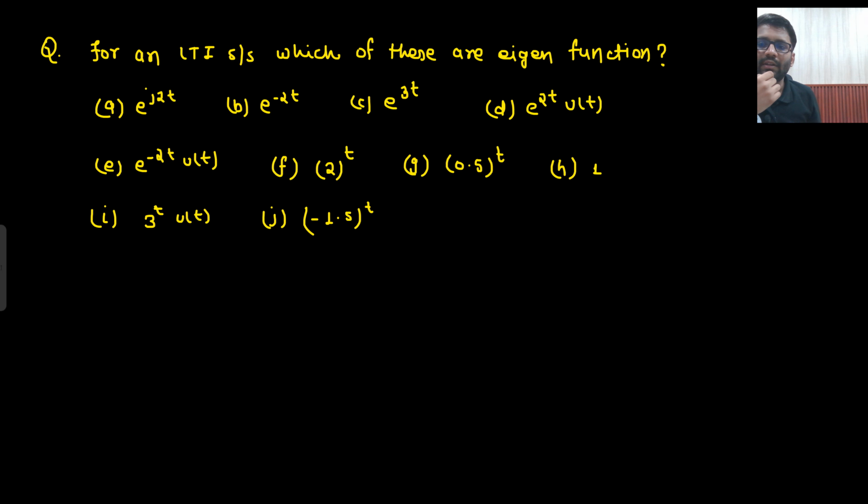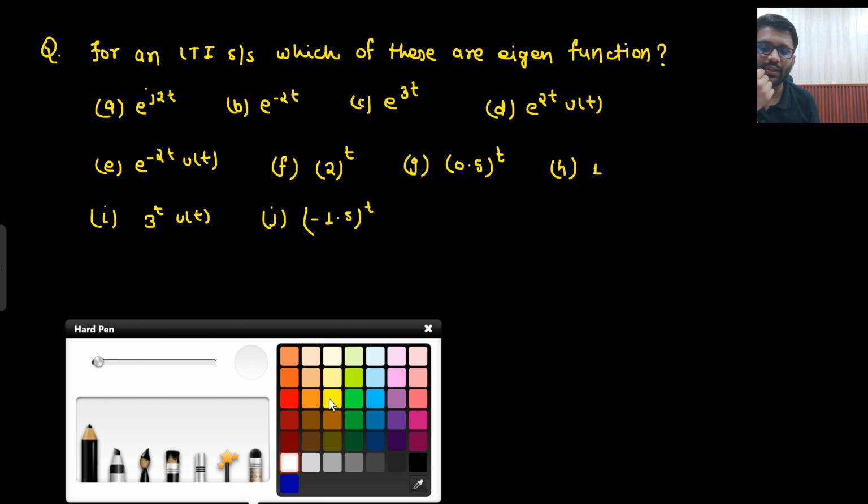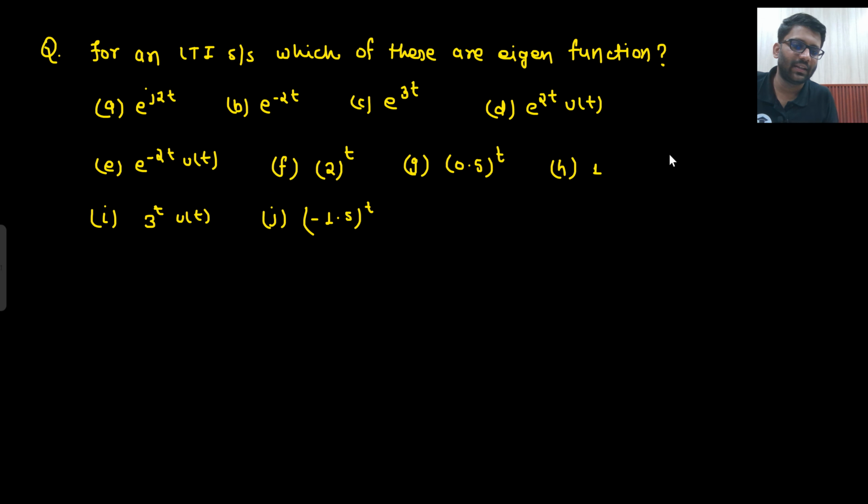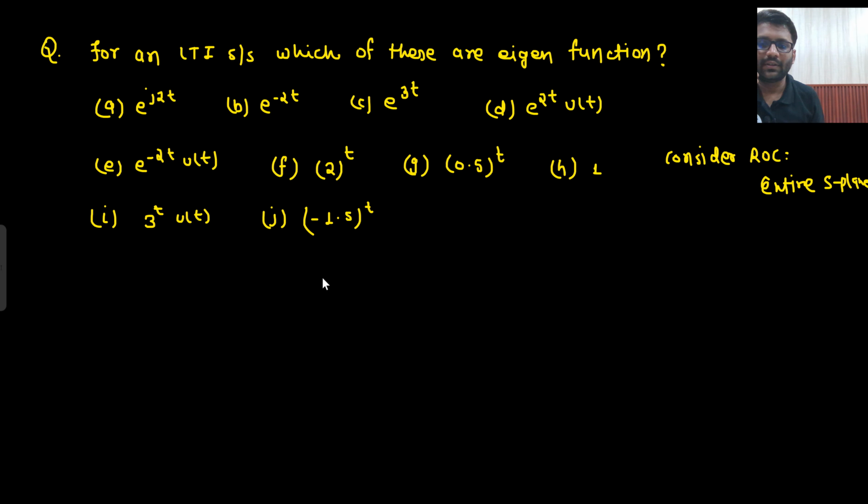Okay. So now there is this simple question. For an LTI system, which of these are eigenfunctions? Here the question is not complete, I have to consider one thing. Consider ROC entire s plane. So now I don't need to think whether s naught will be lying in the region of convergence or not. So ROC is entire s plane. This is given in the question. So e to the power s naught t, yes, s naught value is 2j. So here H of 2j you will get. e to the power s naught t, s naught value is -2. So this is also an eigenfunction.